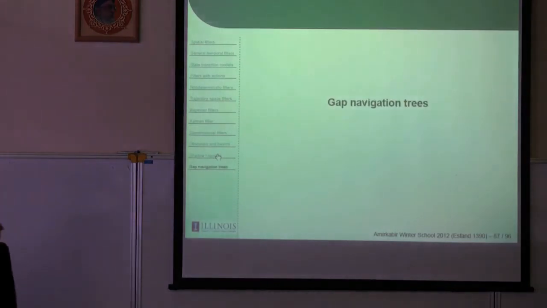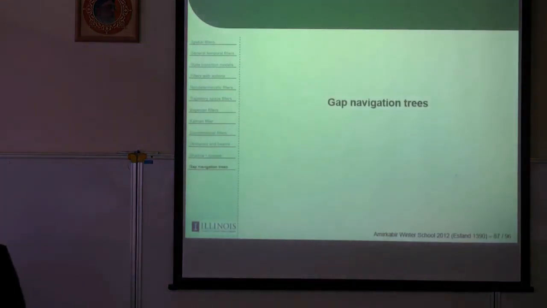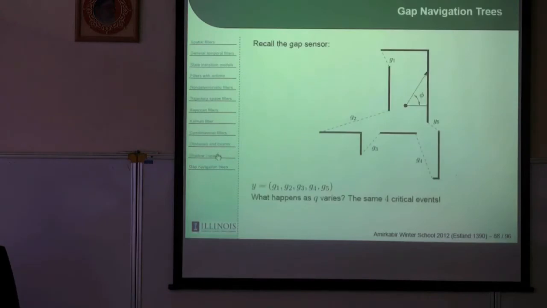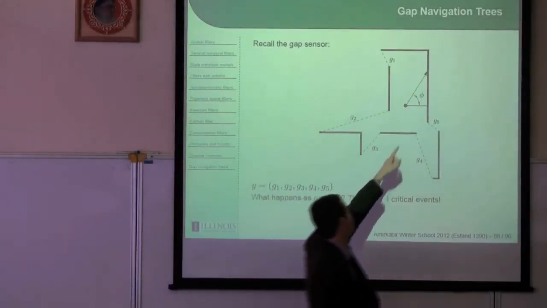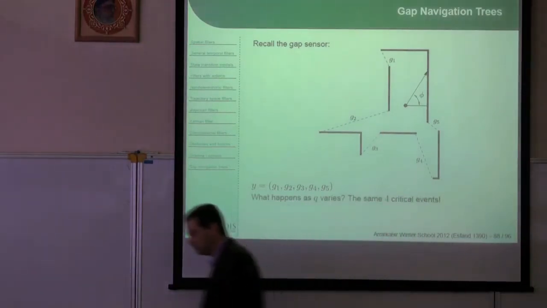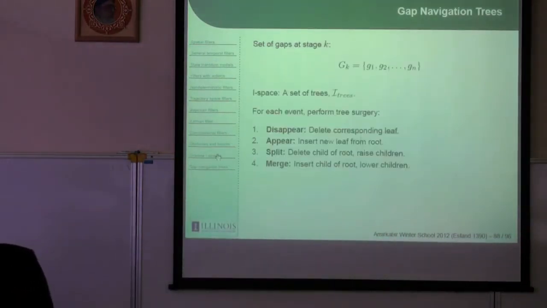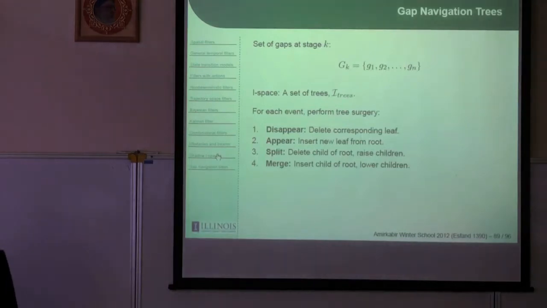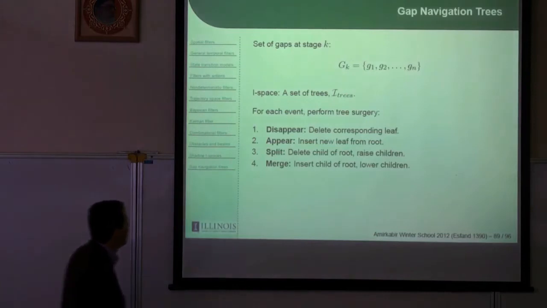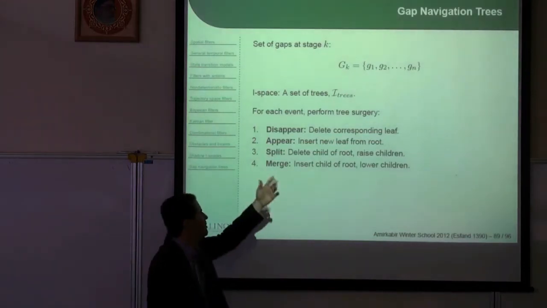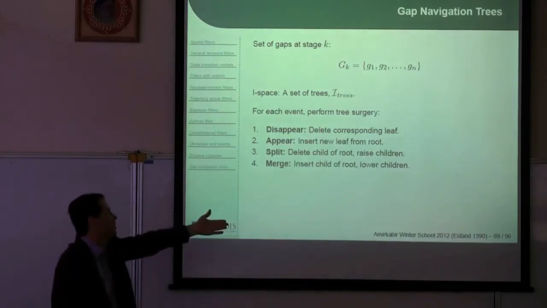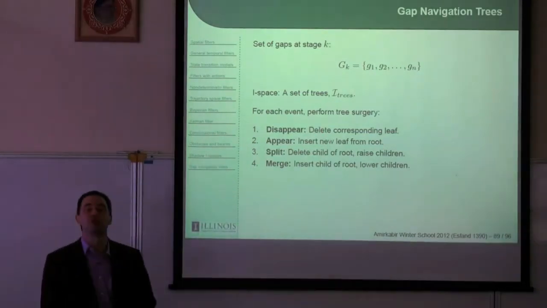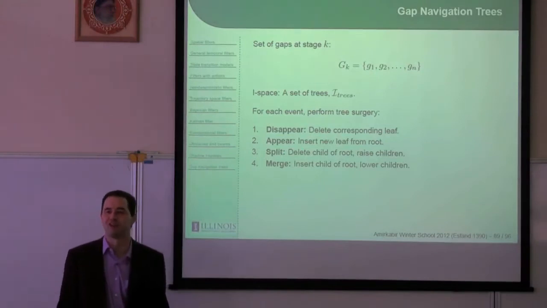Here's one more, and so this will finish this part, is gap navigation trees. I already talked about the gap sensor. Remember that one? Very nice sensor. It just goes around and tells you where the gaps are. And here's how they may look at a given stage K. And then there's an information space that's going to be a space of trees. I wrote I trees here. And here are the same 4 events. And I'm going to do surgery, let's say, surgical operations on a tree.